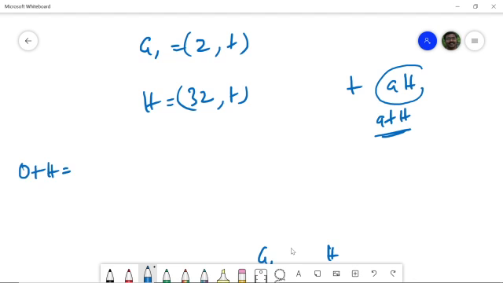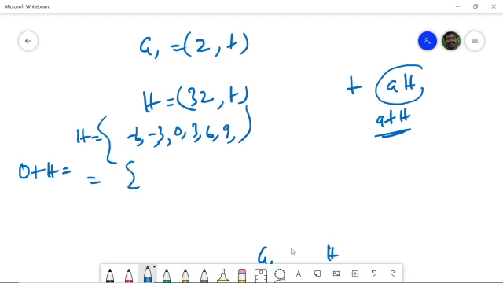My H is actually 0, 3, 6, 9, similarly minus 3, minus 6, etc. It's an infinite group. So 0 plus H is again the same elements only: minus 6, minus 3, 0, 3, 6, 9, going on indefinitely like this. So this is one coset, 0 plus H.